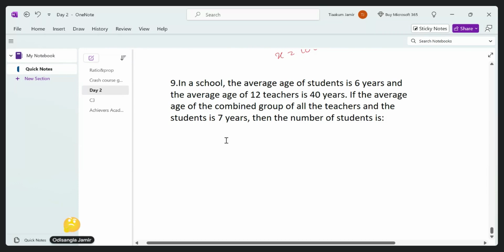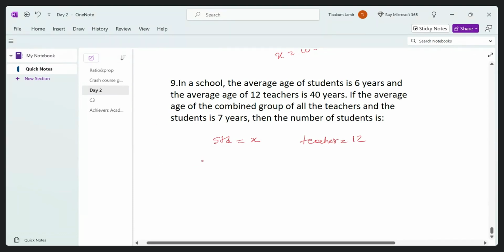Now here it says in a school the average age of students is 6 years, and the average age of teachers is 40 years. There are 12 teachers. If the average age of the combined group of all the teachers and students is 7 years, we need to find the number of students. So let's say students are X, and teachers are 12.